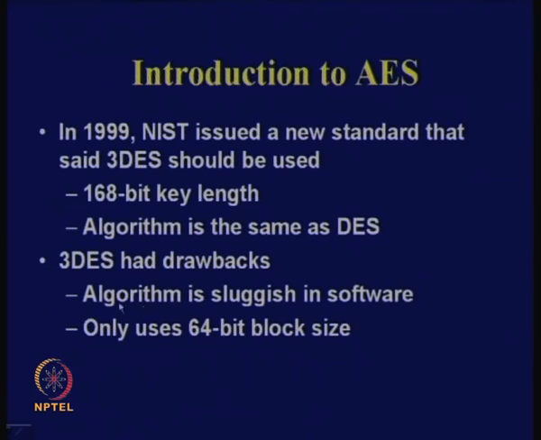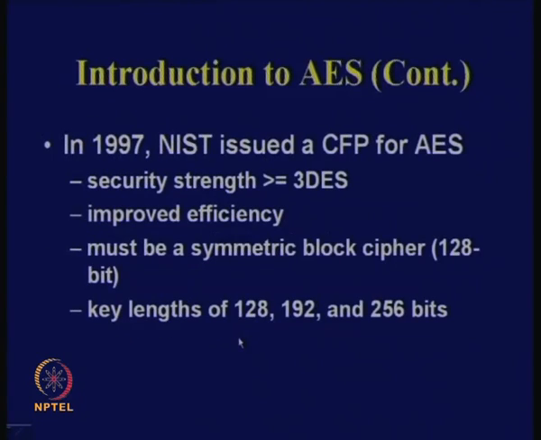The algorithm was the same as DES, but there are some weaknesses. The weakness was that the algorithm was quite sluggish in software, and at the same time it uses only a 64 bit block size. Also, in case of DES we have seen that there is something called weak keys, and those keys still existed for 3DES. So 3DES was supposed to be substituted, and NIST issued a call for a new cipher. People around the world thought there was a necessity of something which is called a standard, like an Advanced Encryption Standard.